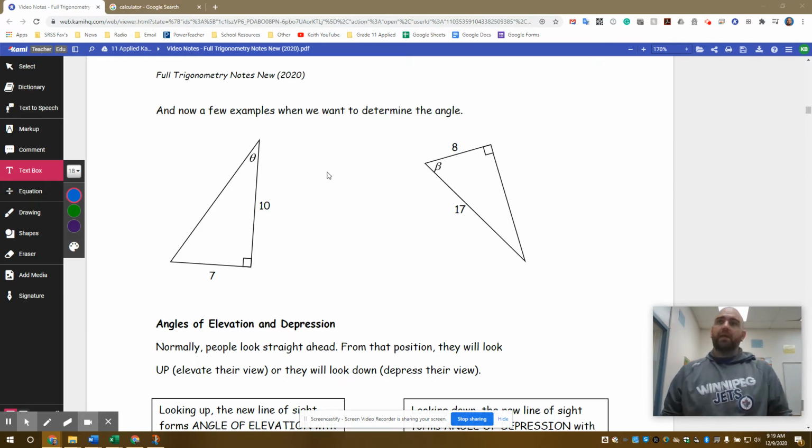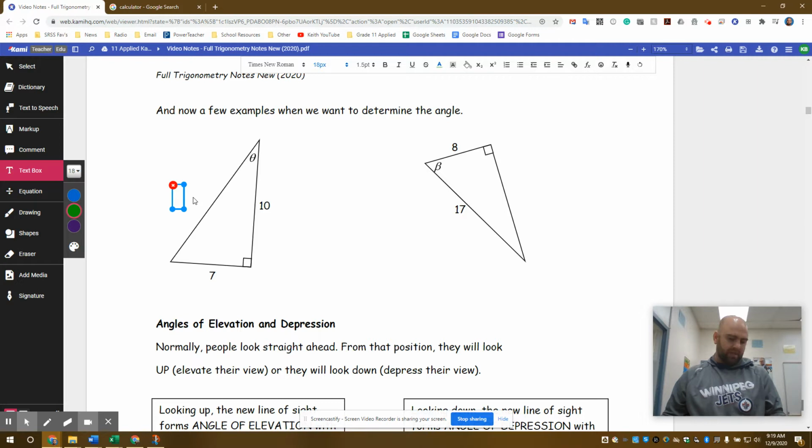So we've taken a look at a couple of examples that deal with finding length based on the angle that is given on a right angle triangle. This time we're going to be taking a look at a couple of examples of how we find an angle given two side lengths. We start off doing the exact same thing that we did before.